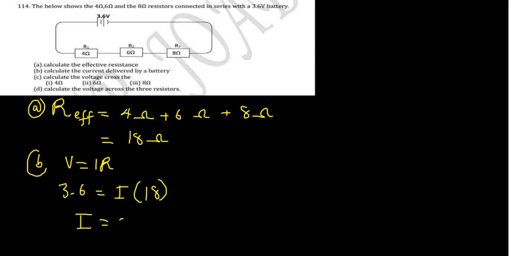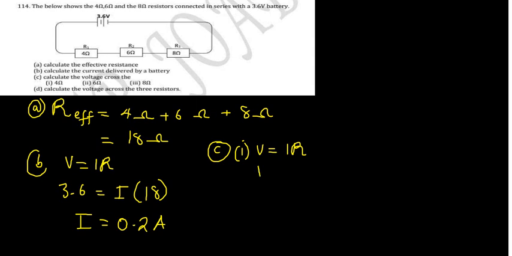This is going to give us 0.2 amps. And then part C, calculate the voltage across the 4 ohms resistor, 6 ohms resistor, and 8 ohms resistor. So let's start with the first one, 4 ohms resistor. We want to calculate the voltage across. So we know voltage is equal to current multiplied by resistance.